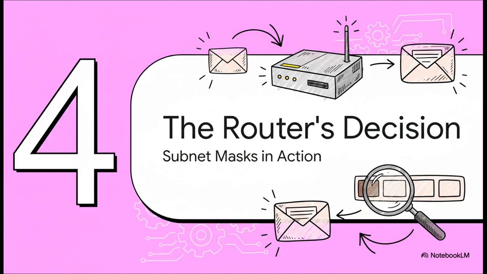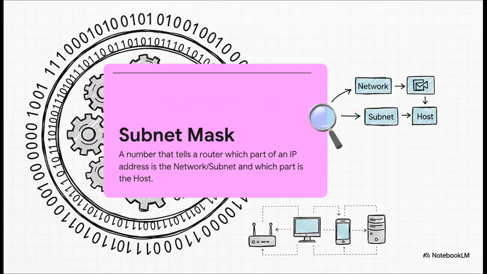This is the data plane in action, and it all comes down to one very special tool. That tool is called the subnet mask. You can think of it as a secret decoder ring for the IP address. A router gets a packet of data, it looks at the IP address, and then it uses the subnet mask to figure it all out.